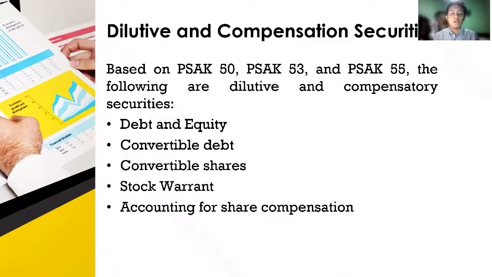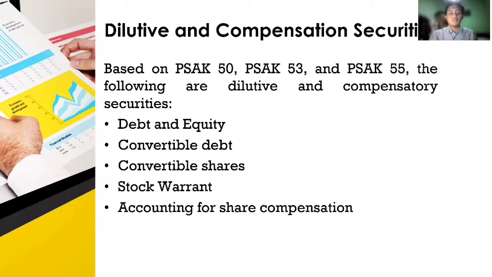Based on PSAK 15, PSAK 53, and PSAK 55, the following are dilutive and compensatory securities: debt and equity, convertible debt, convertible shares, stock warrants, and accounting for share compensation.